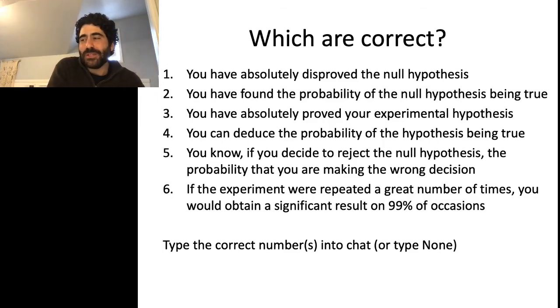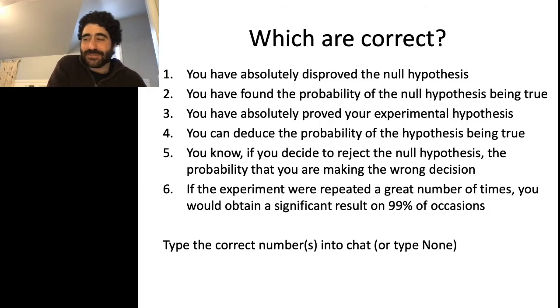2 is you found the probability of the null hypothesis being true. That is a common interpretation of a p-value, but it's not what a p-value is, because the p-value assumes the null hypothesis is true and asks what's the likelihood of this data. To compute the probability of the null hypothesis being true, we would need to use Bayes' rule. We need to, for example, weight by our prior belief in the null hypothesis. 4 is you can deduce the probability of the hypothesis being true, which is not the case. We would need to know extra information like the prior in order to figure that out.